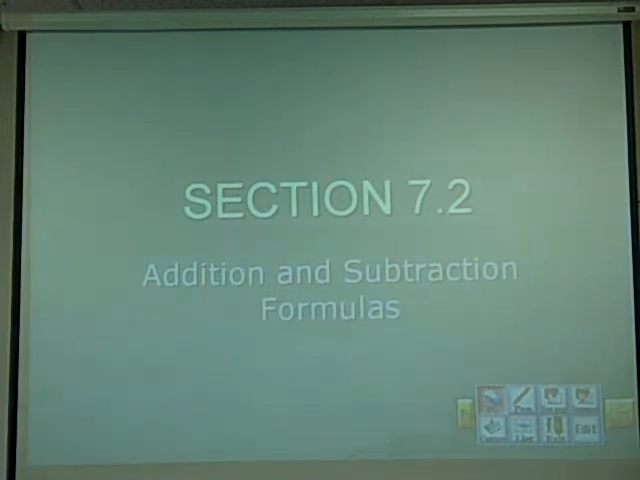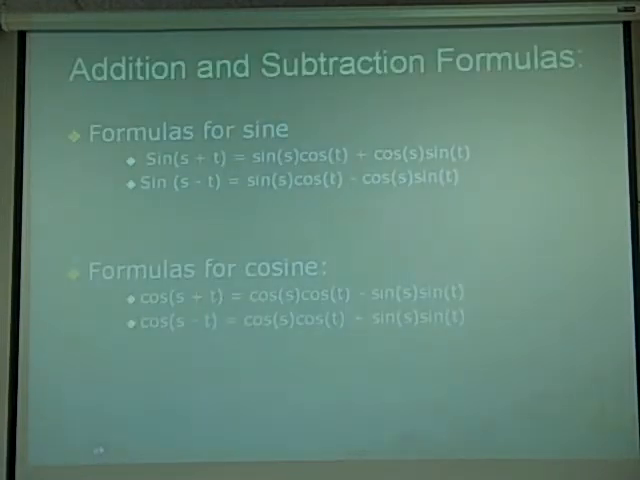This is section 7.2, addition and subtraction formulas. And we're going to take a look at some notes to start with. The addition and subtraction formulas.